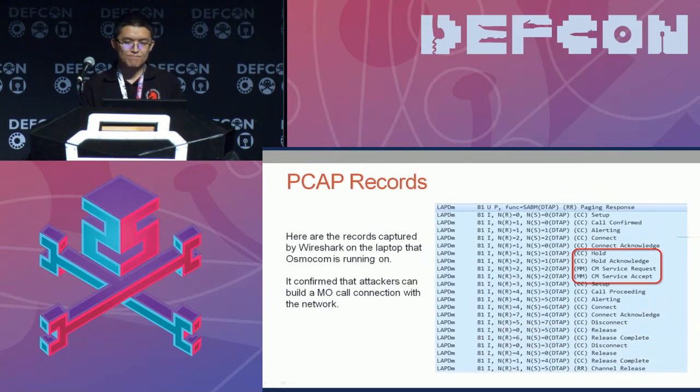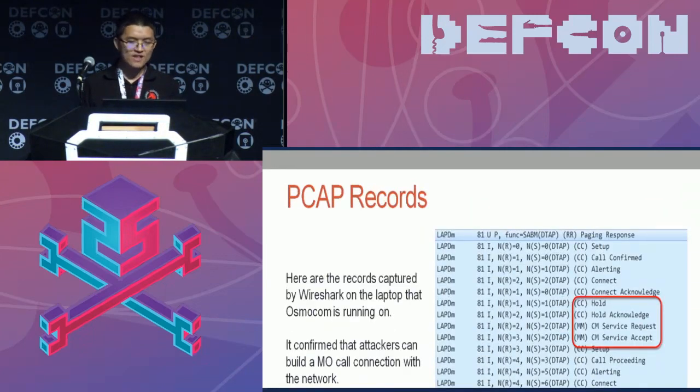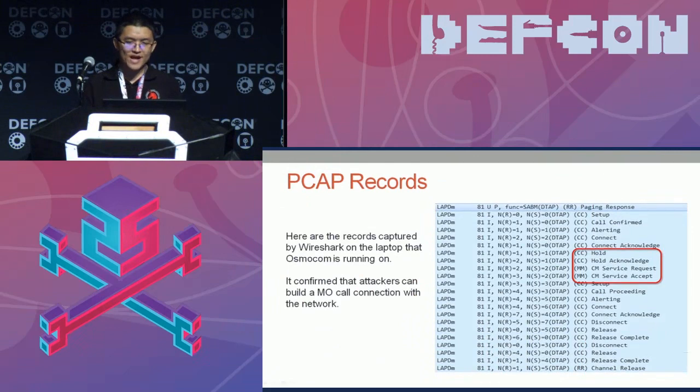This picture shows the pickup records. Here are the records captured by Wireshark on the laptop that Awesome is running on. You can see they hold the message to the end of this call. The network does not require authentication. As long as the telephonist doesn't hang up the call, the connection will be maintained. And at the same time, short messages can be received or transmitted.